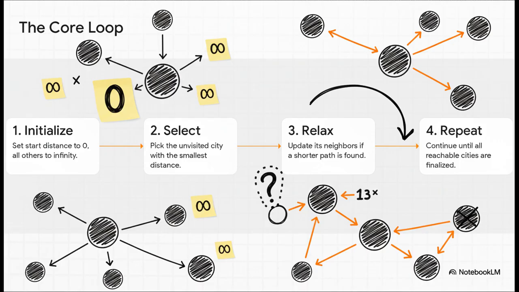Now the fun starts. You look at all the cities you haven't visited yet and pick the one with the smallest number on its sticky note. Right now, that's your starting city with a 0. You finalize it. Now from there, you look at its direct neighbors. If it takes, say, 10 minutes to get to city B, you go over to B's sticky note, cross out infinity, and write 10. You do that for all its neighbors. And then you just repeat. Find the next unvisited city with the lowest number, finalize it, and update its neighbors. You just keep doing that over and over.